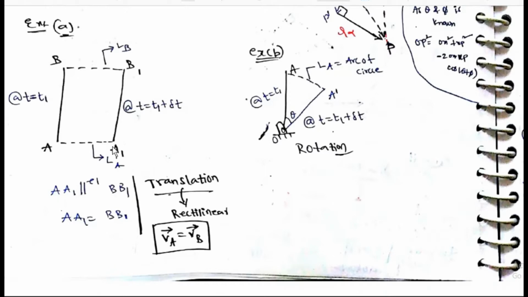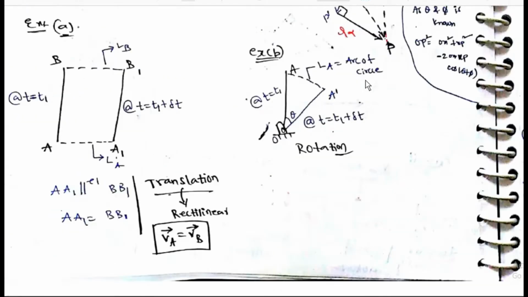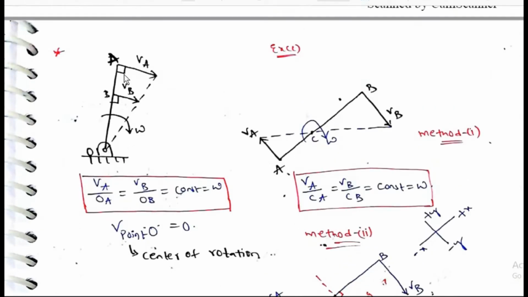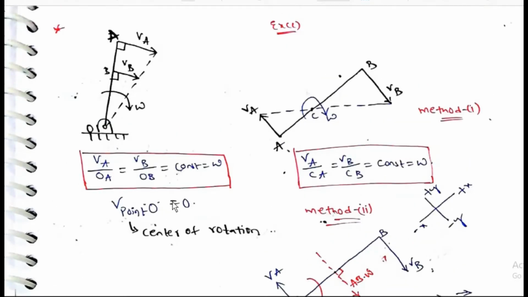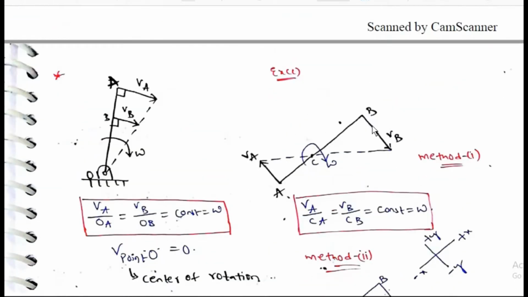Example A: VA bar is equal to VB bar, translational rectilinear. Here it has gone from A to A dash about 0.1. Here only rotation. We have to take 2 points on the link. VA by OA is equal to VB by OB is equal to constant is equal to omega. V point O is equal to 0, center of rotation. Take another case where A and B are on opposite sides: VA by CA is equal to VB by CB is equal to constant omega.